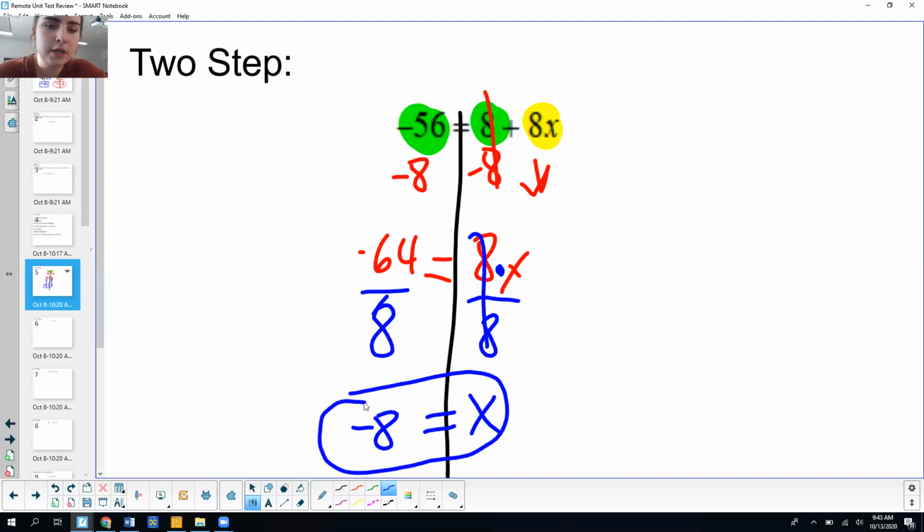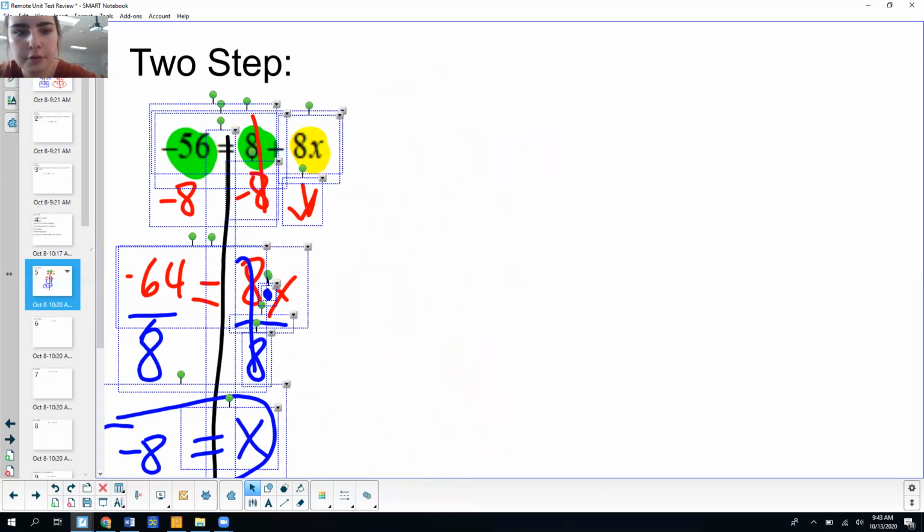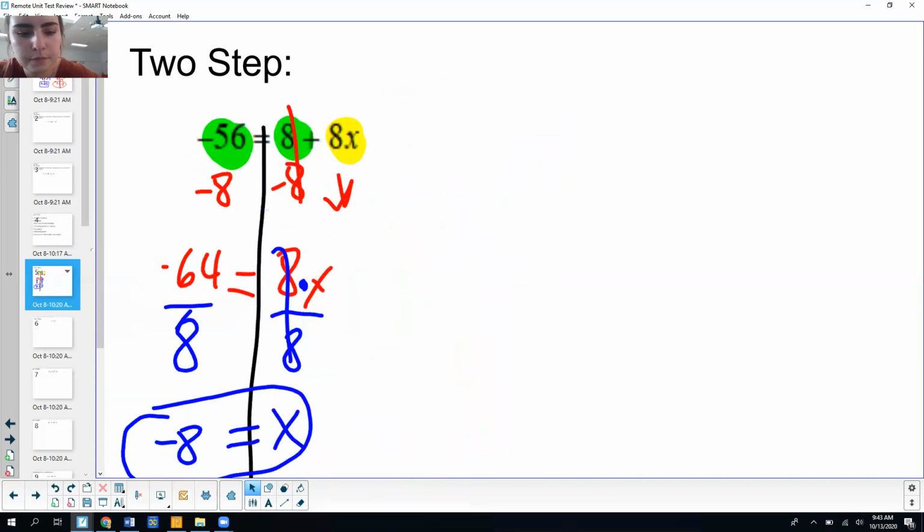And remember, whenever you're working on a problem, you can use whatever you get for x to check your answer. And what I mean by that is, actually, I'll just go ahead and show you guys real quick because I think this is super helpful. So I'm going to go ahead and move all this over real quick.